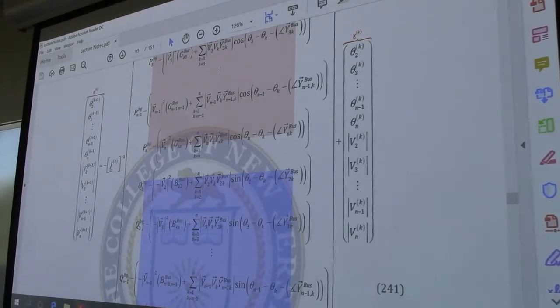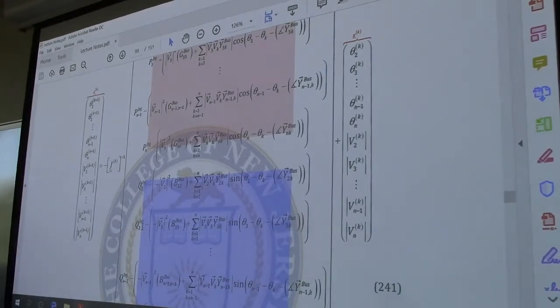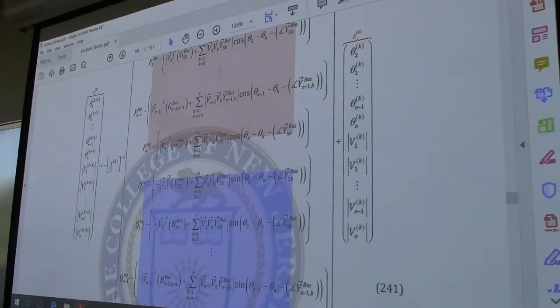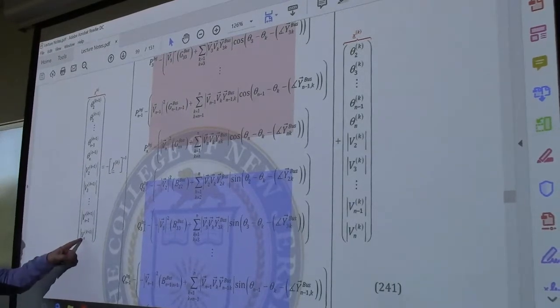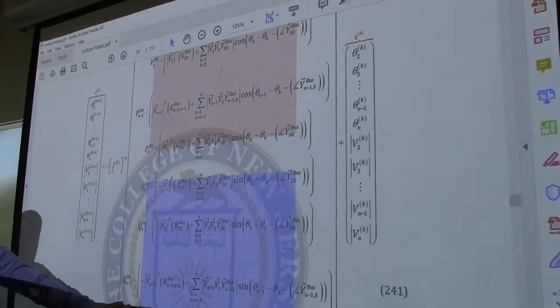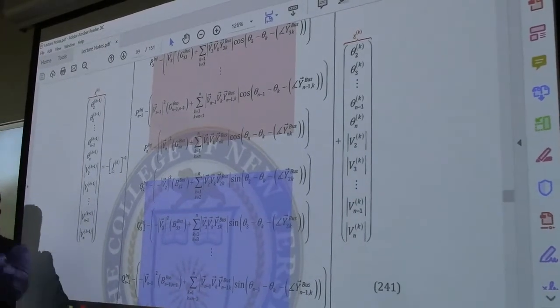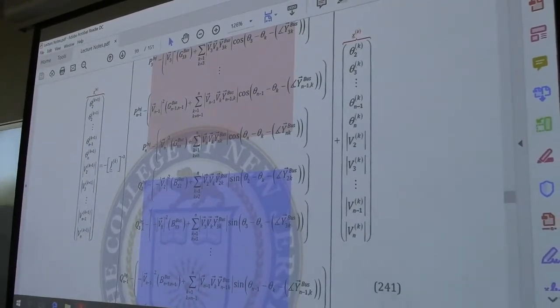And part of that goes back to this idea of the PV bus, right? Because every time we have a PV bus, that's going to eliminate a V, and it's going to eliminate a Q. So if this bus becomes a PV bus, this goes away. We no longer know the Q value, and that goes away, or the Q injection value.